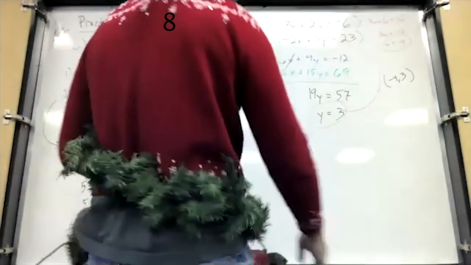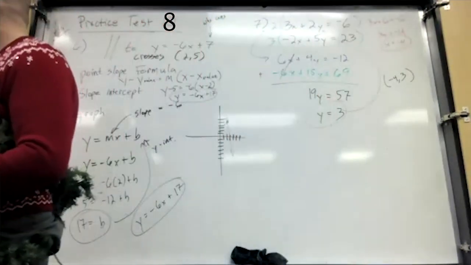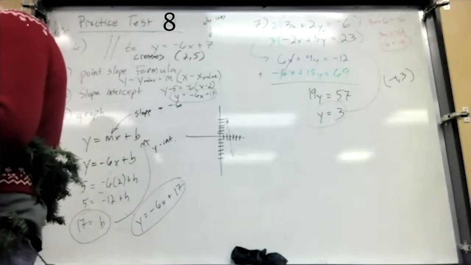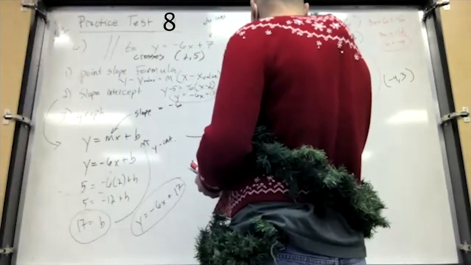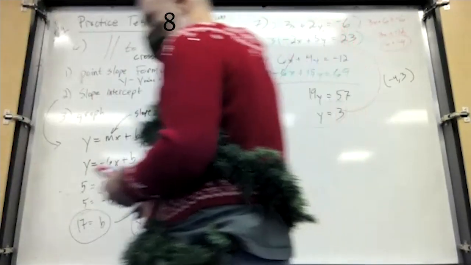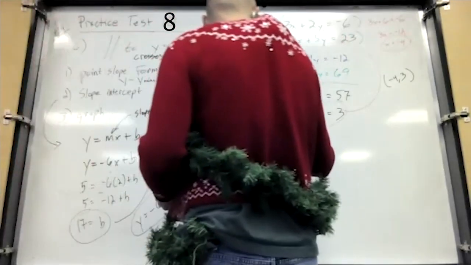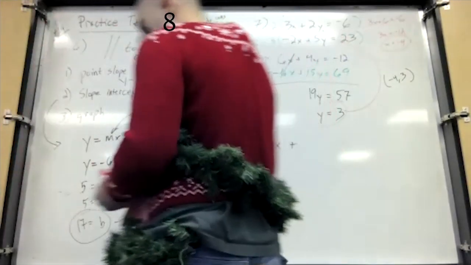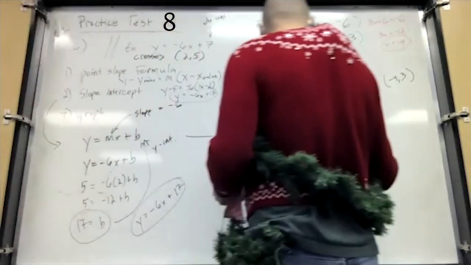Okay, moving on to number 8. Refer to the equation 4x plus 2, find the intercepts. Okay, this is pretty easy. You're just setting each one to 0 and then figuring it out.